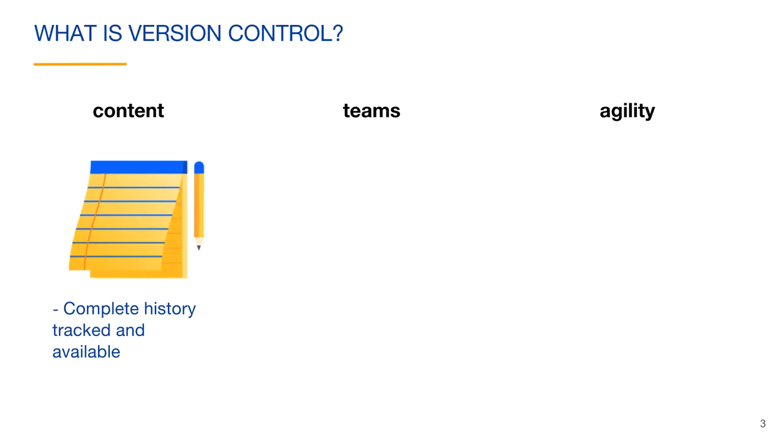We can think of version control from the perspectives of content, teams, and agility. Version control manages a collection of changing and improving files, which we can call a project. The complete history of the project is tracked and available at any time.